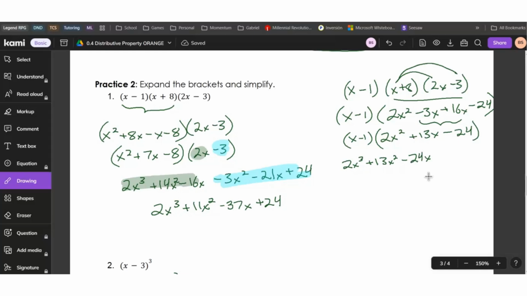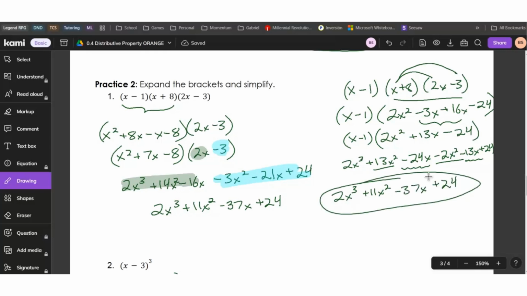Now I'm going to multiply them by negative 1, which is also easy because it just means I change the sign. So 2x squared becomes negative 2x squared, 13x becomes negative 13x, and negative 24 becomes positive 24. Then I combine my like terms. 2x cubed, put those x squareds together to give me 11x squared. Put the x's together to give me negative 37x plus 24. So you see, I got the exact same thing no matter which way I did it, okay?